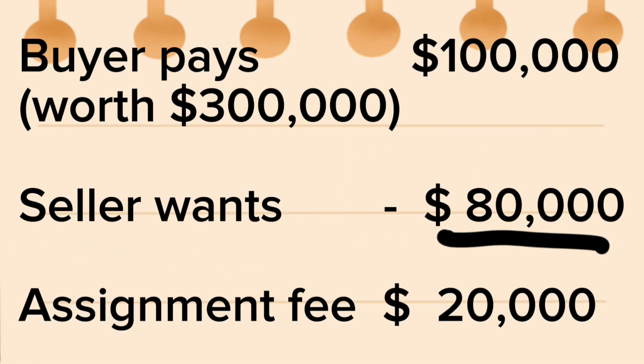So how do you calculate your assignment fee? For example, if you have a seller who is interested in selling their home for $80,000, the comps say that it's worth $300,000, but you sell it to, or assign it to, a buyer for $100,000. Then the difference between that $100,000 and that $80,000 is a $20,000 spread that goes into your pocket that you can use as assignment fees.